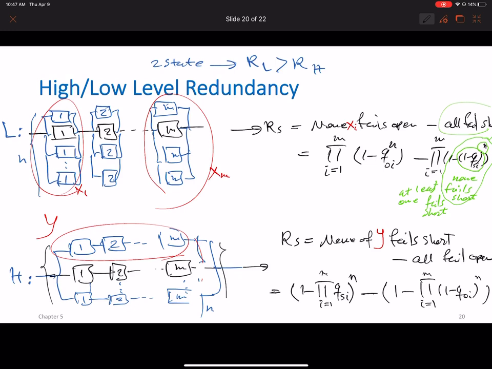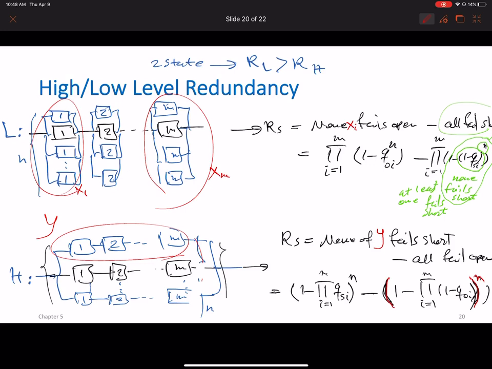So what is this n for? It is for that entire thing. So I have n of these. If I say all of them fail open, the first one fails open, and the second one fails open, and the third one fails open. So it's n of these events, and I want all of them to happen. So this whole thing is to the power of n.